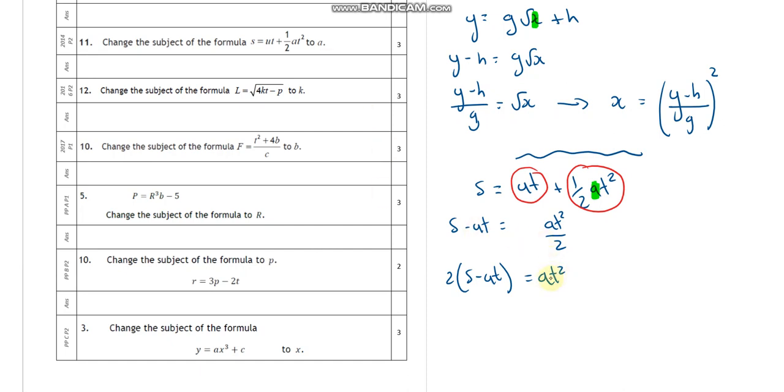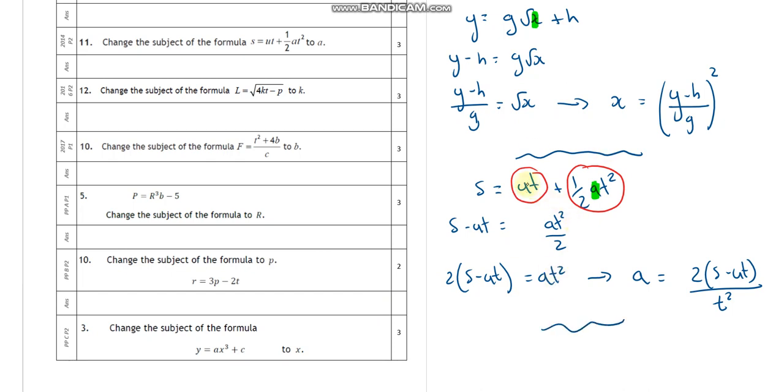And how do I get rid of at squared? Now that's a times t squared. So if it's a times, I want to do a divide to get rid of it. So it'll be 2 lots of (S take away ut) divided by t squared.